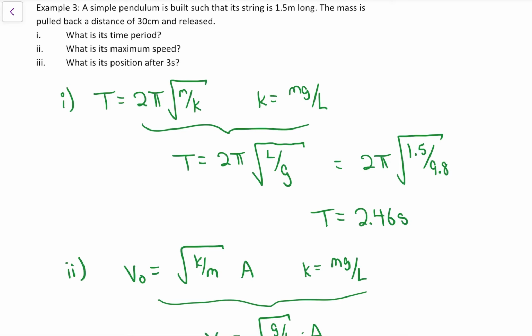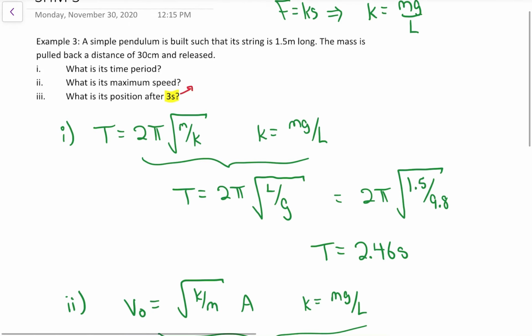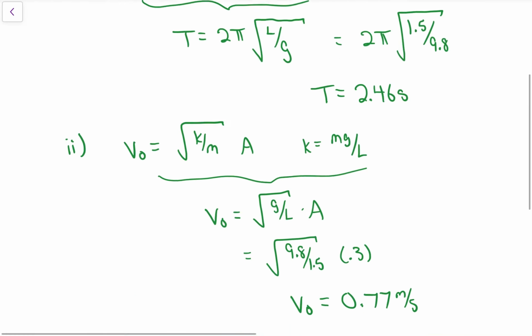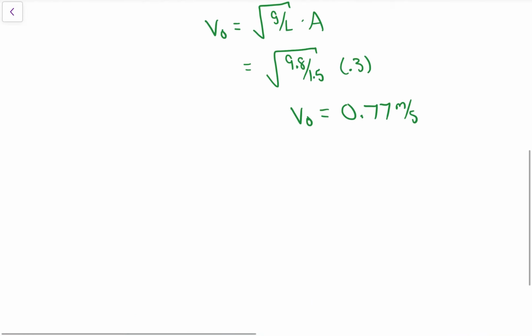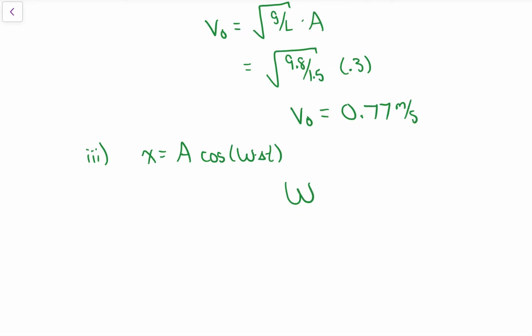Our third question, a position after a specific amount of time. Because it's given us a specific time, that's going to have to ring an alarm bell in your head that we have to use, for time, the tricky trig. This is a position question, so the tricky trig we're going to use is x equals A cos omega times delta t. Omega was that weird rotational velocity thing. It's related to the time period, but more importantly, it's related to root k over m.